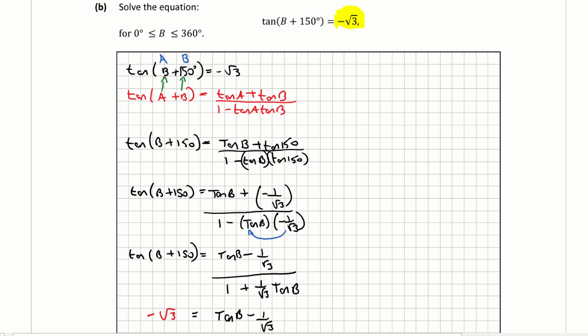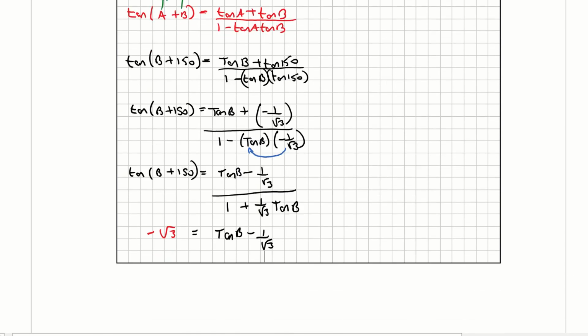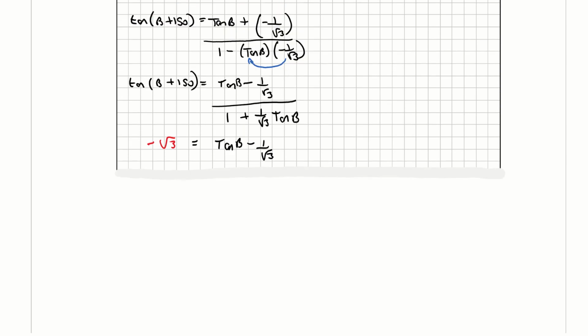I'm just stuck for space here now, so just scroll down. Actually, I'm running out of the page here, so use of a little bit of Tipex there. Tan b minus 1 over root 3 all over 1 plus 1 over root 3 times tan b. And I'm going to put the minus root 3 over 1, and then I'm going to cross multiply here. So fraction equals fraction, common denominator, basically. So it gets a little bit complicated there now.